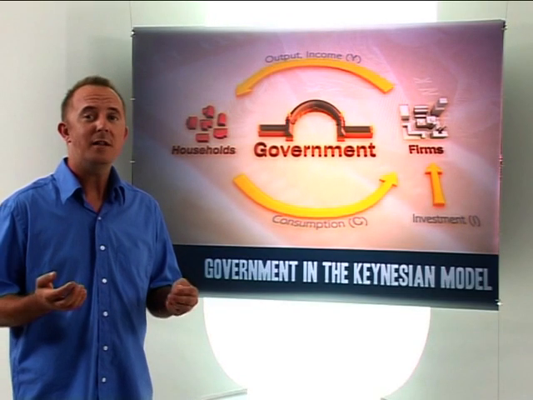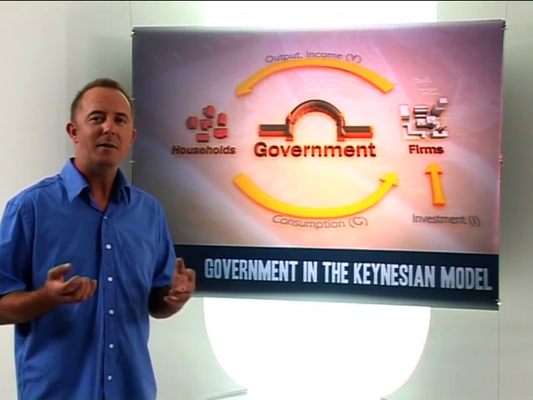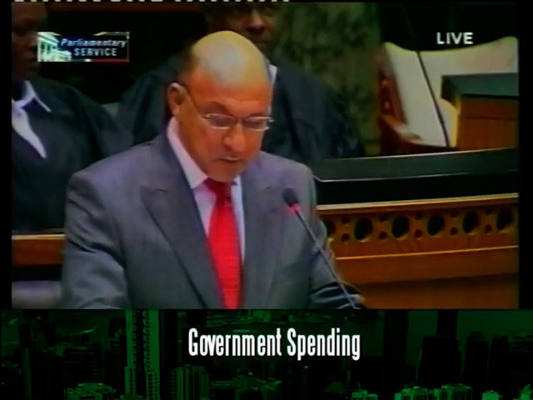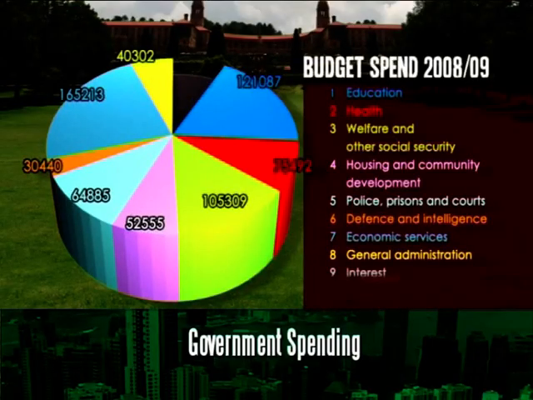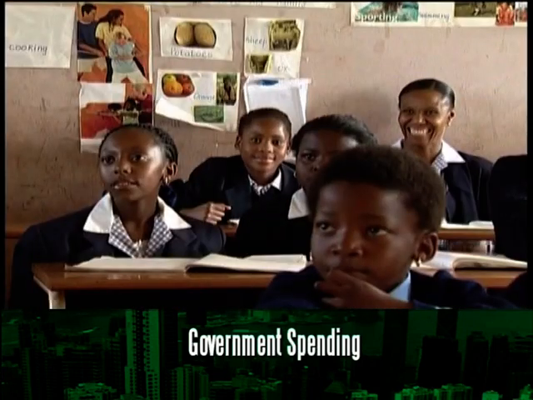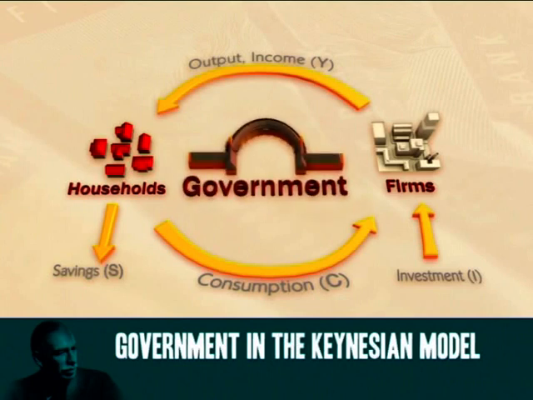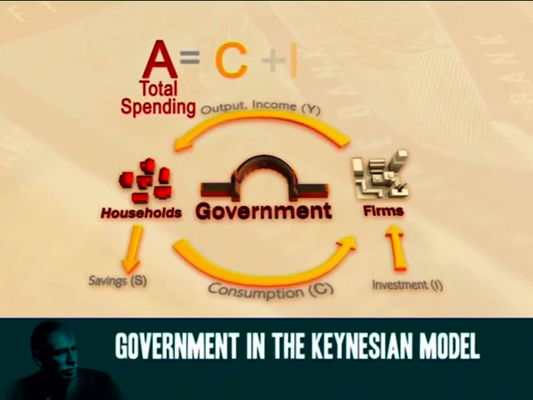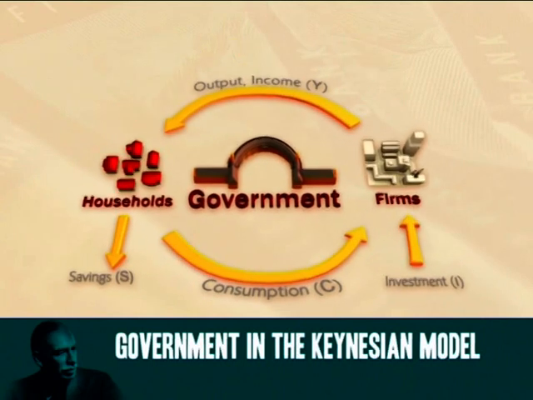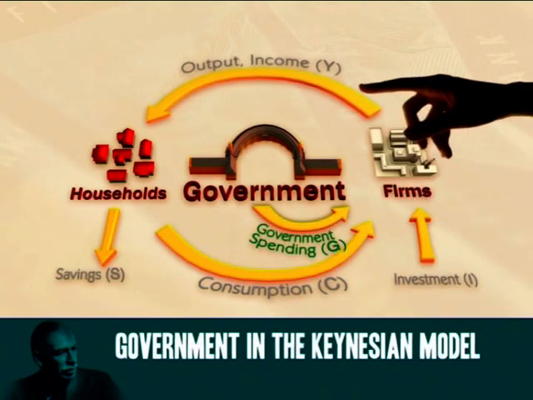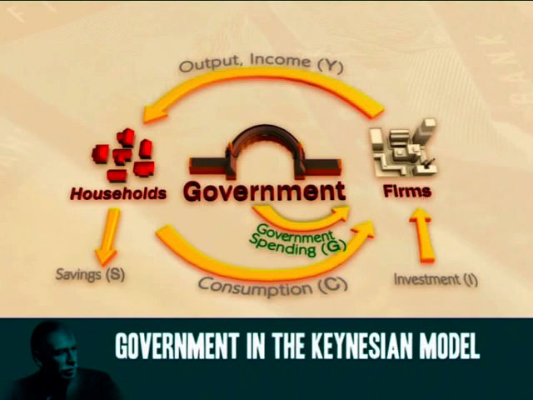We'll start by using our circular flow diagram to demonstrate the impact of government spending on total spending and income and output. The government, as we saw in the budget, spends on everything from roads and power stations to schools and healthcare. In our circular flow diagram, government spending must clearly be included as part of total spending in the economy. So our total spending equation is actually consumption spending plus investment spending plus government spending.